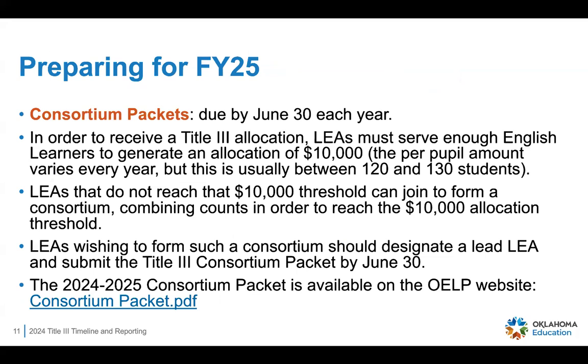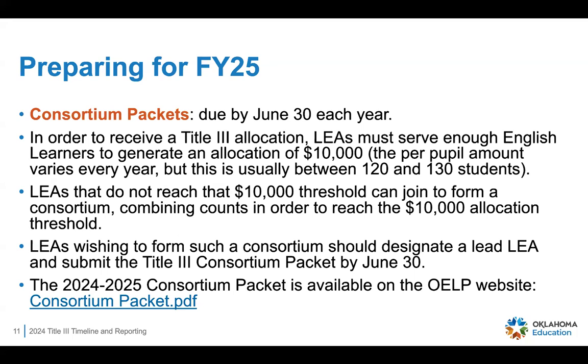So now preparing for fiscal year 25. The first thing is consortium packets. They are due June 30th of each year. In order to receive a Title III allocation, LEAs must serve enough English learners to generate an allocation of $10,000. The per pupil amount varies every year, but is usually between 120 and 130 students.